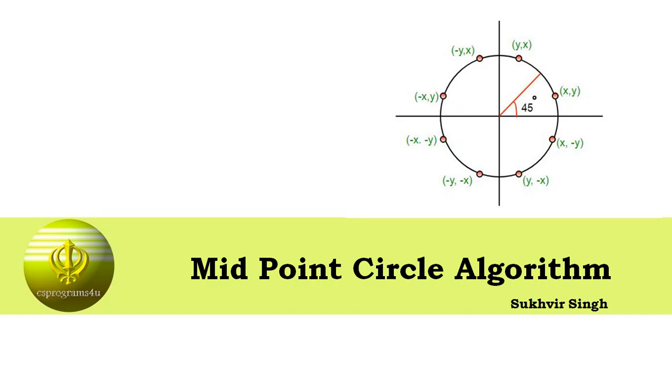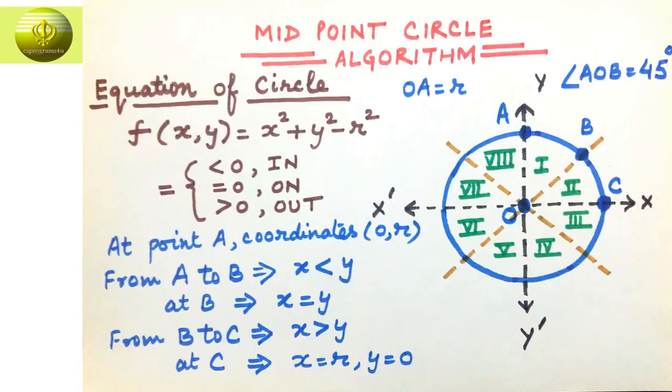Let us start the content from the basics. Midpoint circle algorithm. The equation of the circle we have already discussed. The equation of the circle is x square plus y square minus r square, and if this value is less than 0, then the point lies inside the circle. If the value is greater than 0, then the point lies outside the circle. If the value is equal to 0, then the point lies on the circle.